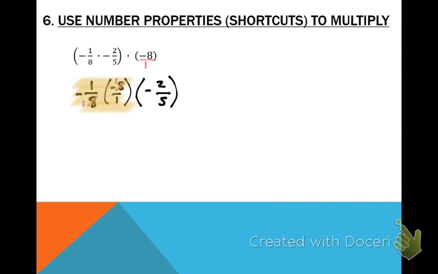What is -1/1 times -1/1? +1. Okay, so I'm gonna bring down that 1. What else should I bring down? The -2/5. Do I just bring it down just like that, guys? Why do I bring down the parentheses? Because it tells us to multiply.